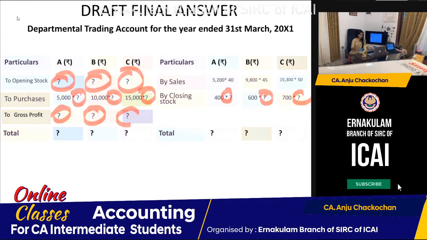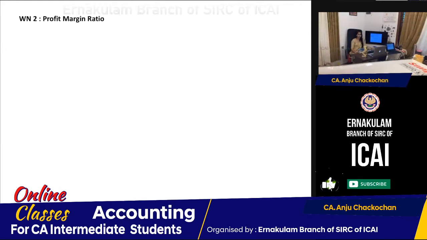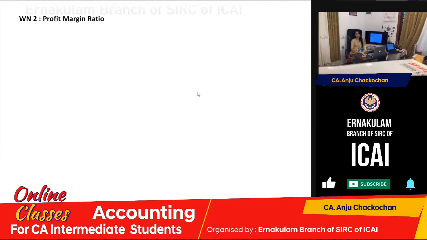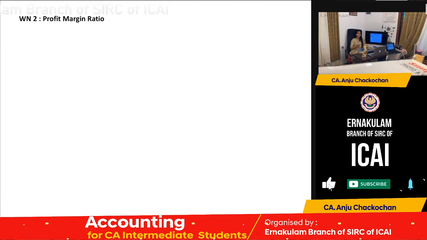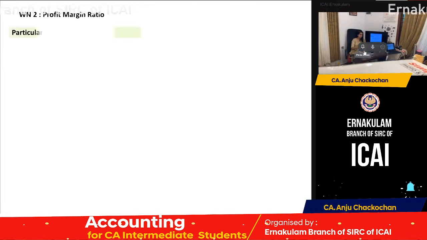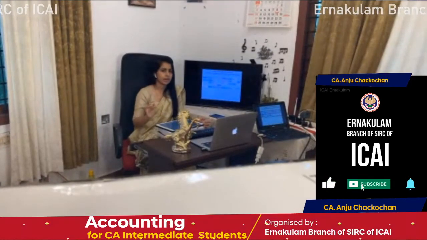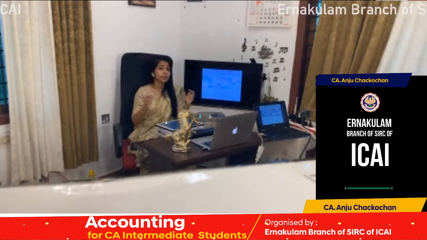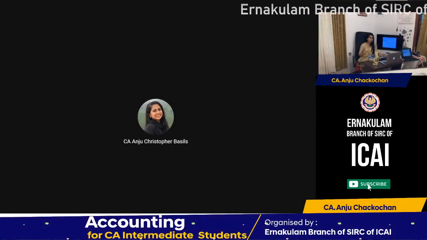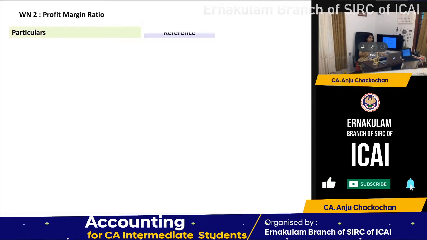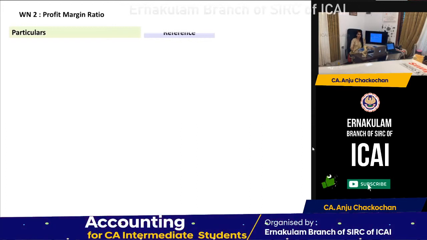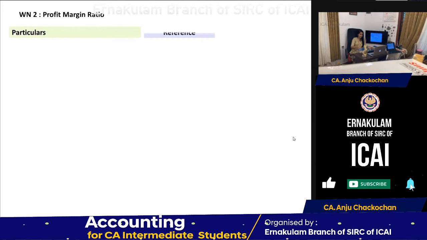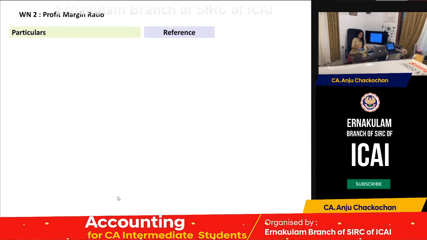Next, just as we saw in the previous question, we'll have to compute the profit margin, and for that we will have an assumption. We assume that all the goods purchased during the year have been sold during the year. I noted in many of your answers that in the working notes you missed writing the reference column. Very important, students, I want that in the answer too, because it is only from the reference column that you get to know if a figure was taken from the question or you worked it out. So: particulars, reference, and one amount column also.